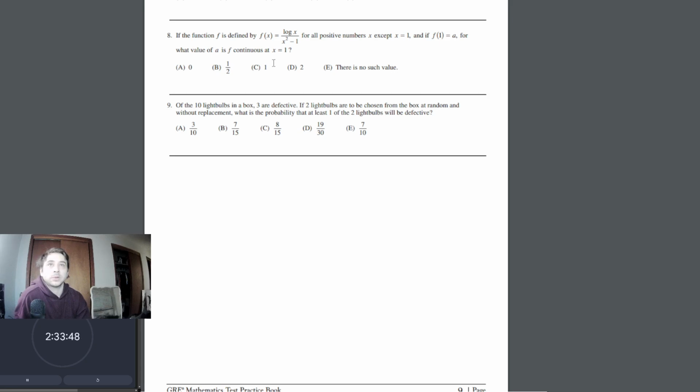10 light bulbs in a box. 3 are defective. 2 are to be chosen at random without replacement. Probability that at least one of the 2 will be defective. So first you do a 3 out of 10 selection. Boom, and you got 30%. Now you multiply this by a 2 over 9 selection. It's gotta be greater than 30%.